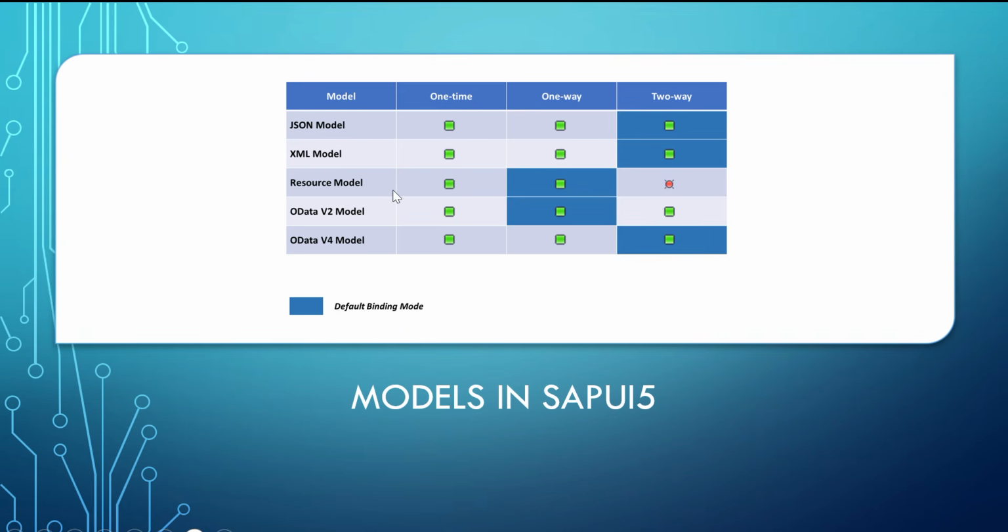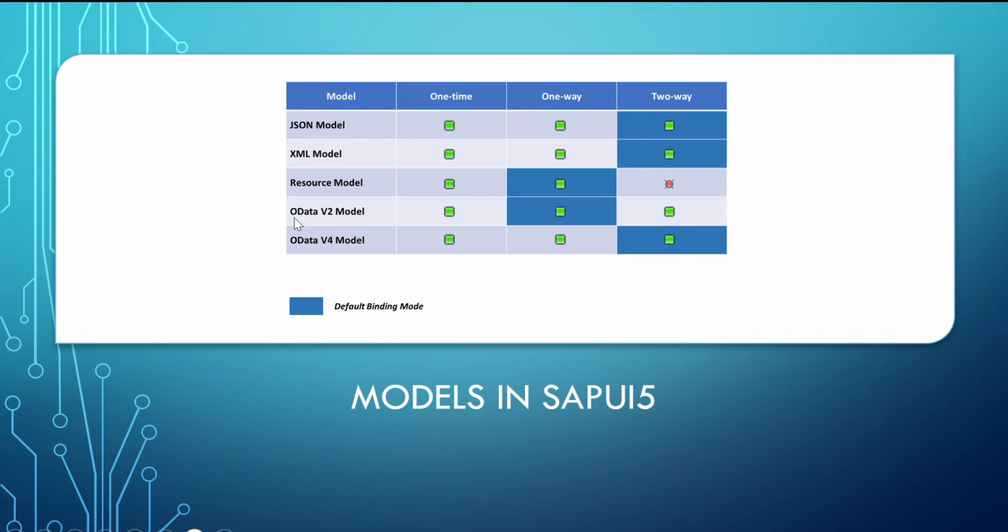Resource model. This resource model by default is one-way binding mode. It won't support two-way at all. If you want to set it as one-time binding, we can set it.